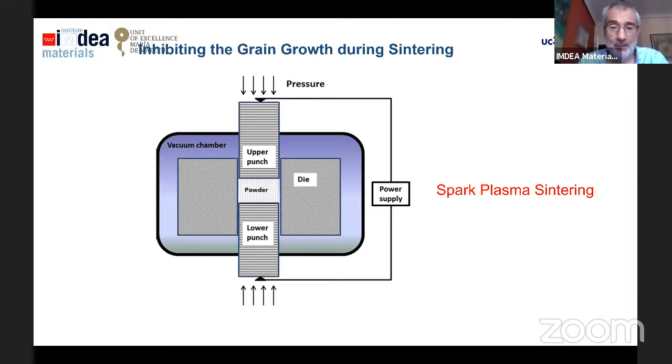Just for comparison, we can say that hot isostatic pressing, to reach the same level of density and the same kind of microstructure, needs in the order of 2, 3, 4 hours to reach this full density. In spark plasma sintering, we can reach absolutely the same level of densification with just a few minutes of dwell time. Sometimes 10 minutes, 15 minutes in comparison with the 3, 4 hours that we need in hot isostatic pressing. So that means spark plasma sintering can produce fully dense materials, but also with very fine microstructure without any grain growth.